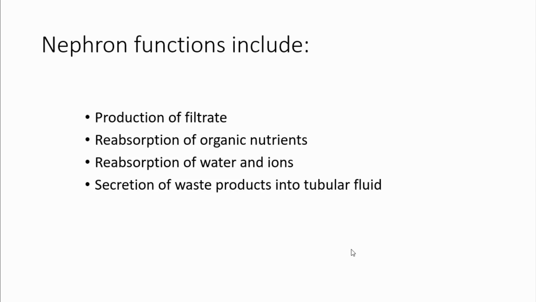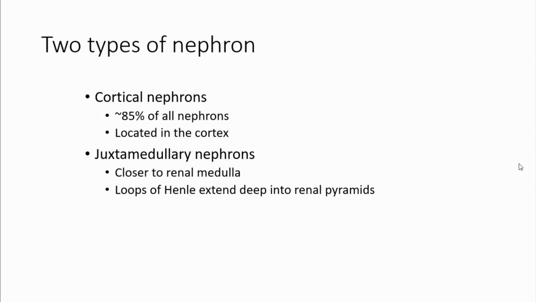Nephron functions include production of filtrate, reabsorption of organic nutrients, reabsorption of water and ions, and secretion of waste products into the tubular fluid. There are going to be two types of nephrons. There are cortical nephrons and juxtamedullary nephrons.